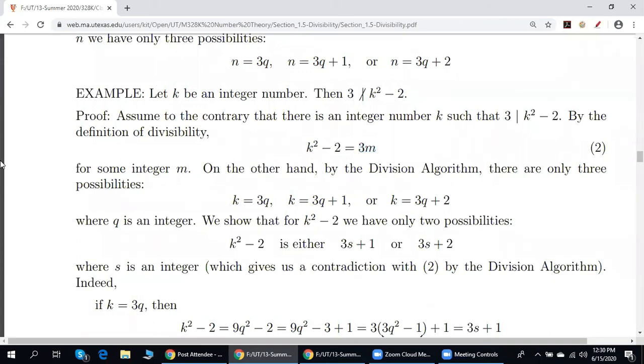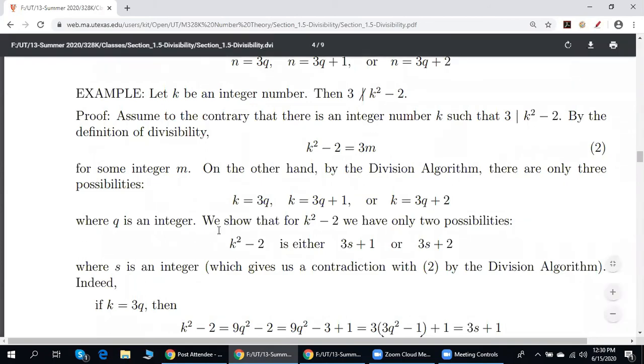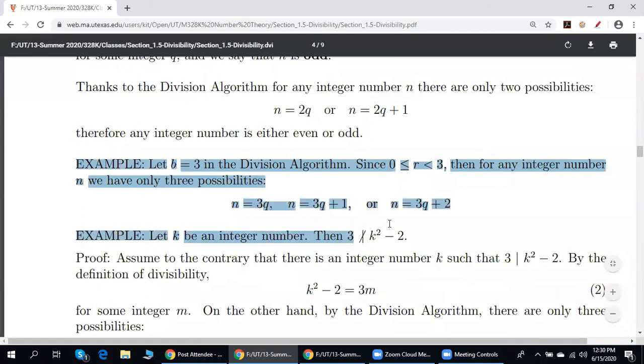Folks, any questions here? Could you reiterate how you came up with the 3 possibilities? How you knew what the 3 possibilities were, the 3q and the 3q plus 1, 3q plus 2? Your question is how we come up with this? Yes. It's by this.